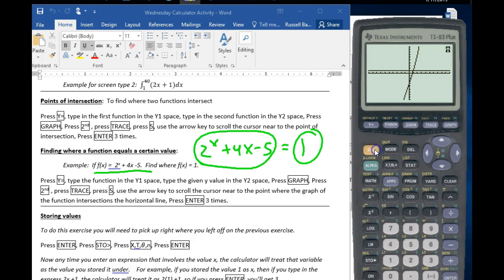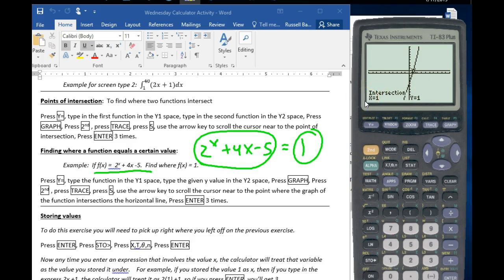It says press second, trace, intersect, and following the same steps above, we're just going to scroll next to where they cross, and we're going to push enter 3 times, and they intersect at 1, 1. Of course, your y value should equal 1, right? Because that's what we made it equal. But what we're interested in here is what x value is it? And the answer is actually a pretty nice answer.